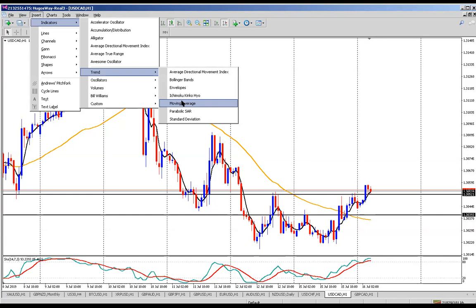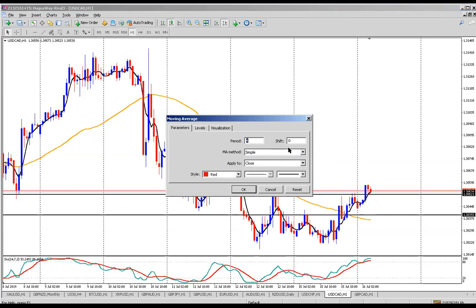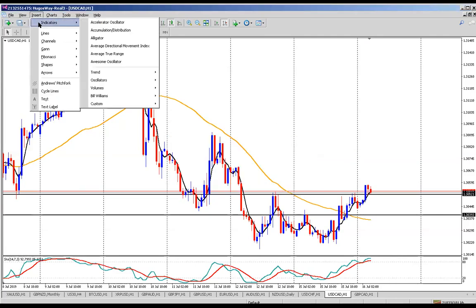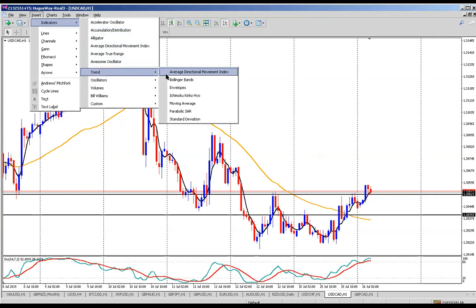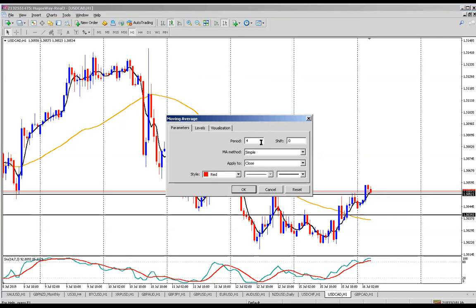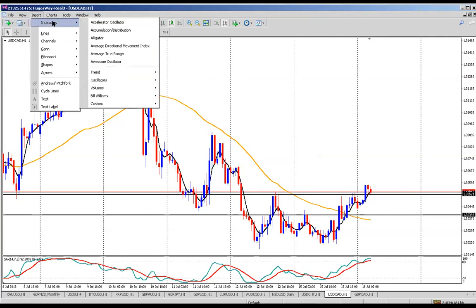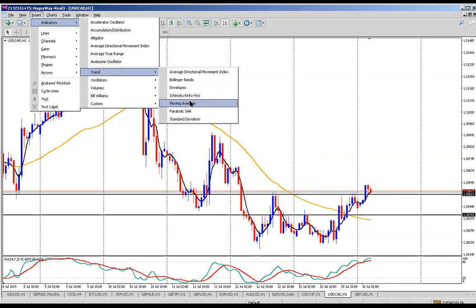Now, okay, real quick. When you press it, make sure you put 4, and this is simple. Cool, 4, simple. And then when you do it again, you make sure you go to exponential and you type in 50. This is 4, simple. So if I was to do it again: insert, indicators, trend, moving average, boom. Now I'll change this from 4 to 50 and put exponential. So that's how you do it. One more time: insert, indicators, trend, moving average.